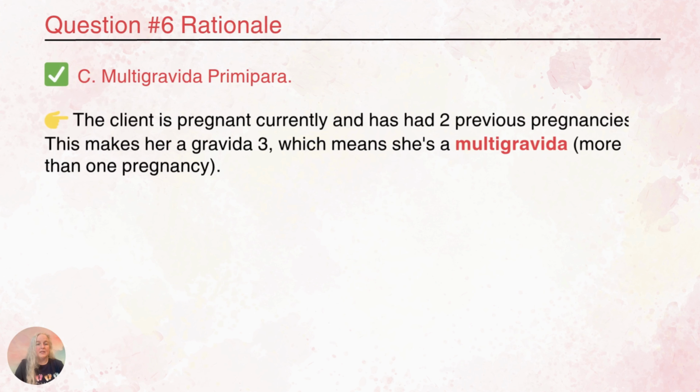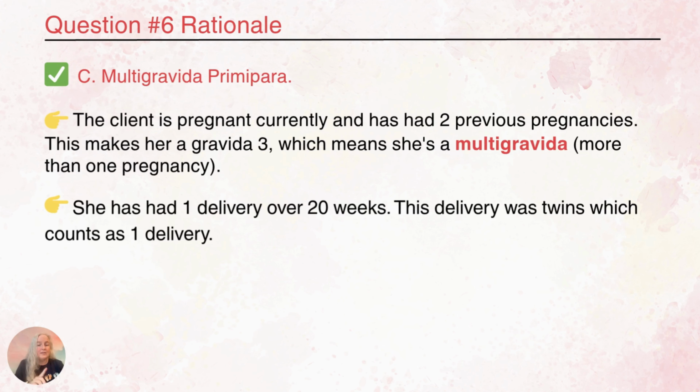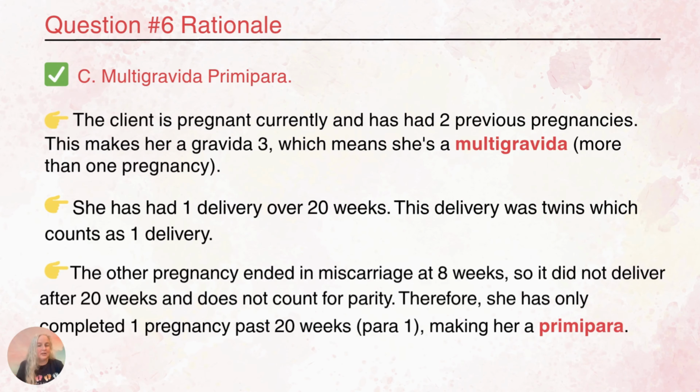Multigravida Primipara. The reason for this is that she is pregnant currently and has had 2 previous pregnancies. So that makes her a Gravida 3, which means she's a multigravida, or she's had more than one pregnancy. However, she has had 1 delivery over 20 weeks, which is the twins. The twins count as 1 delivery. And then her other pregnancy ended in miscarriage at 8 weeks, so it did not deliver after 20 weeks and it does not count in parity. Therefore, she's only completed 1 pregnancy past 20 weeks, making her a para 1, so she is a multigravida primipara.